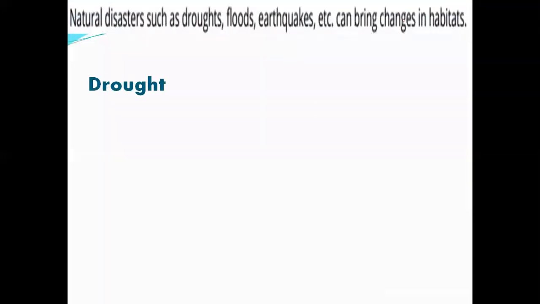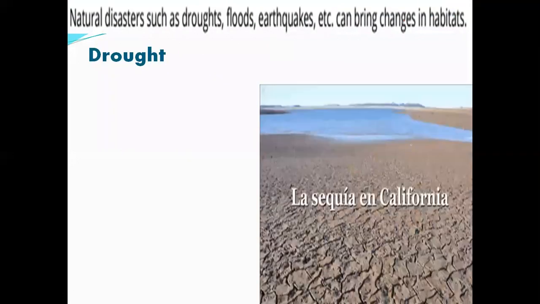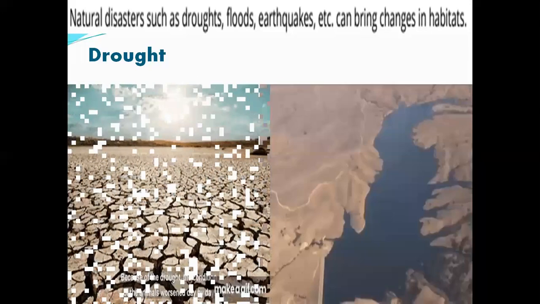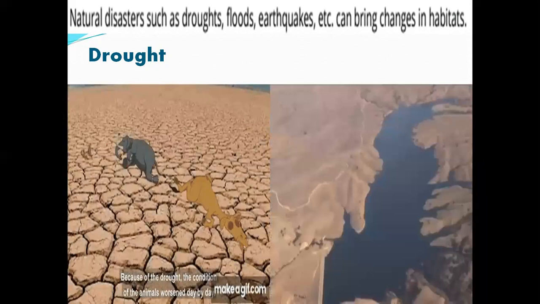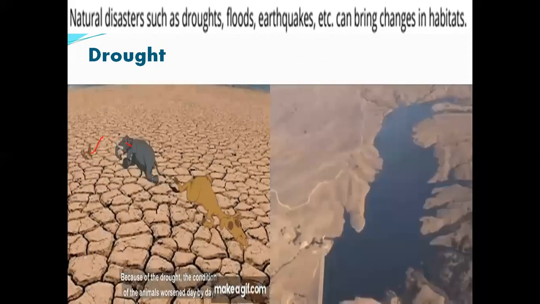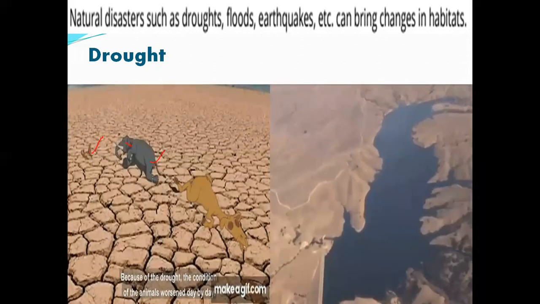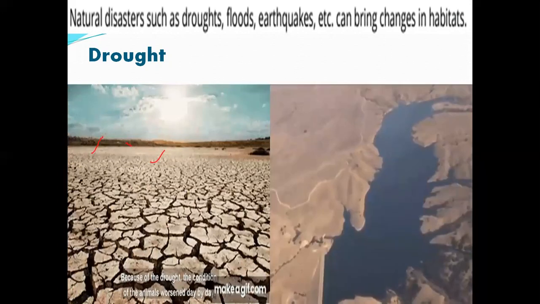So if we see natural disasters, number one is drought. We can see the effect in California, where the water is drying off and the land is going to change into dry land. Due to this condition, what can happen? The animals can die in that place. So it means the population of the organisms will decrease here. Or if they can survive, they can migrate to other places in search of water. Or on the way, lots of organisms can die.